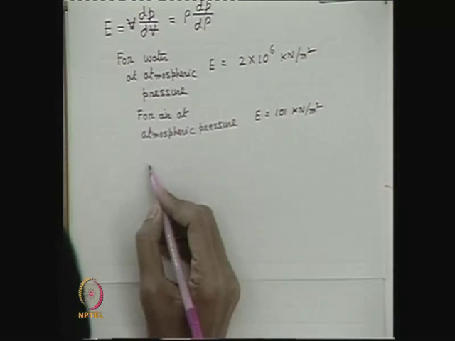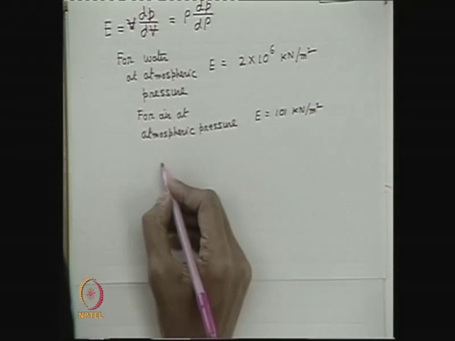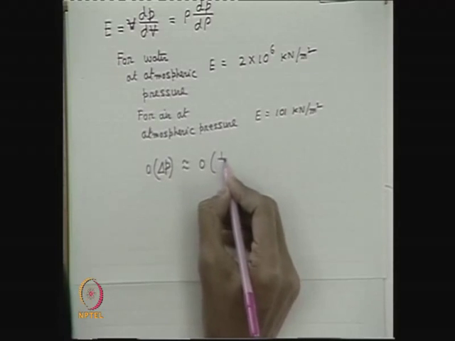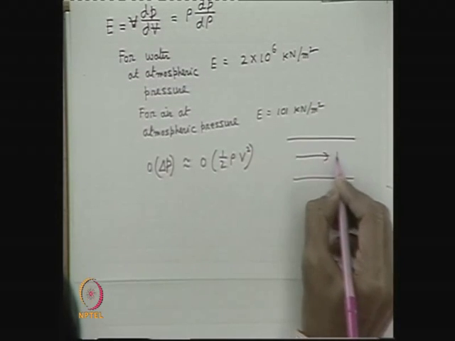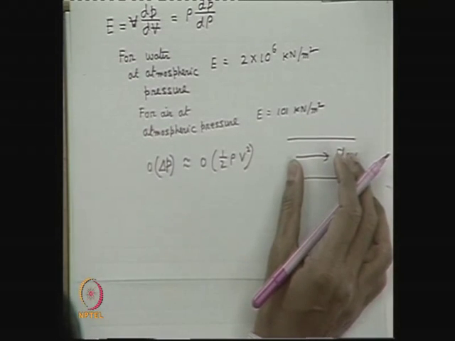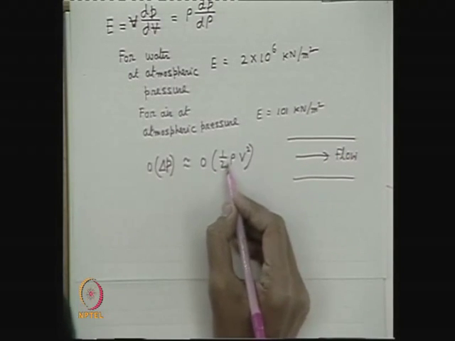To have a criterion for incompressible or compressible flow, we should confine ourselves to these deductions. We can find a rough order of magnitude in this way: in any flow of fluid, the order of the pressure difference delta P is in the order of the dynamic head, half rho V square, where V is the velocity of flow. For any flow through a duct, the maximum pressure difference encountered will be in the order of the dynamic head, half rho V square.